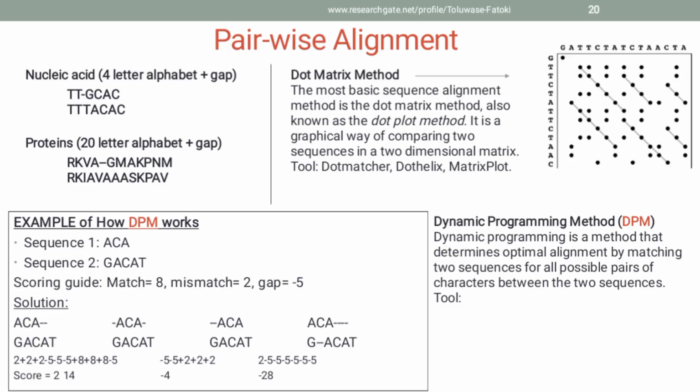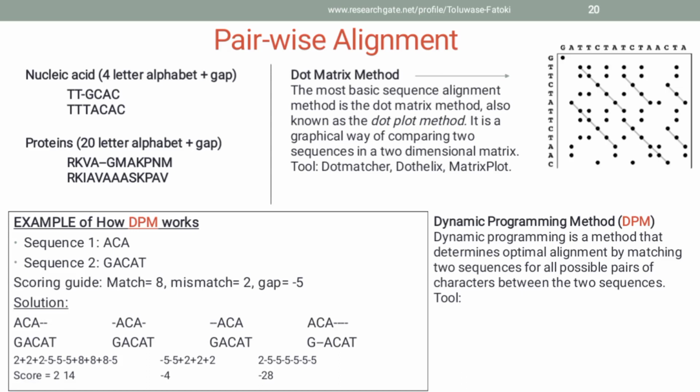Then the second one, AA, is a match, so you have a score of 8. The third one, CC, is a match, a score of 8. The next one, AA, is a match, a score of 8. Then a gap, which is a score of -5. Summing everything together, you have a score of 14.